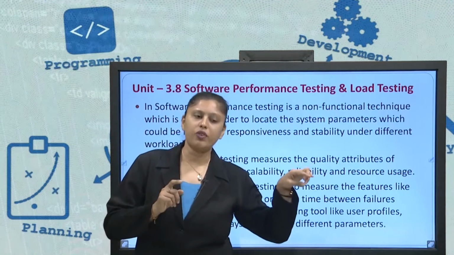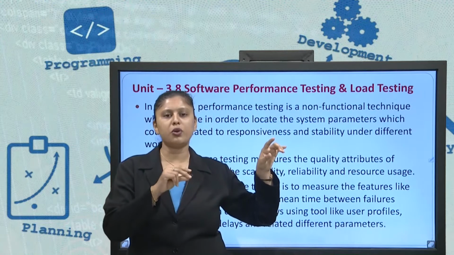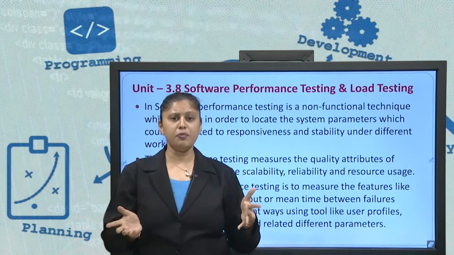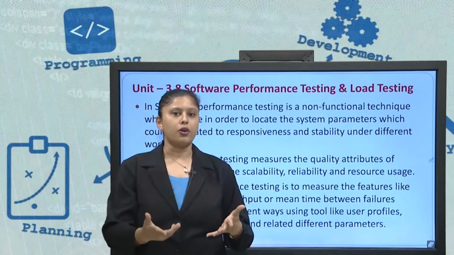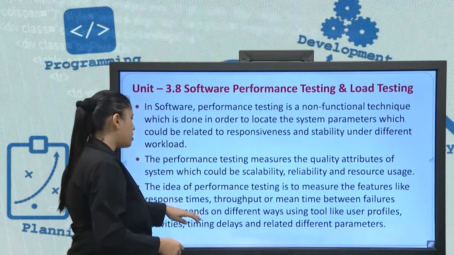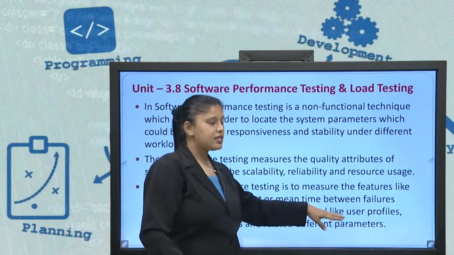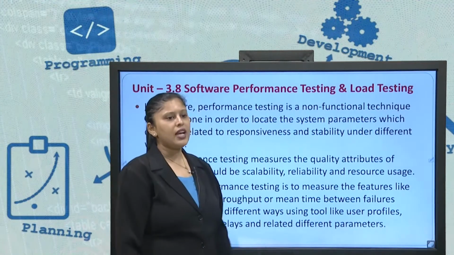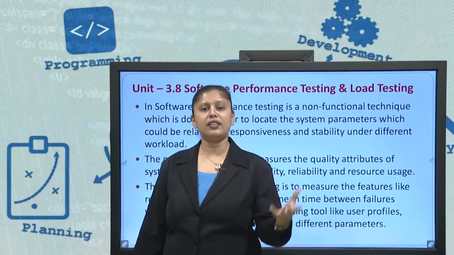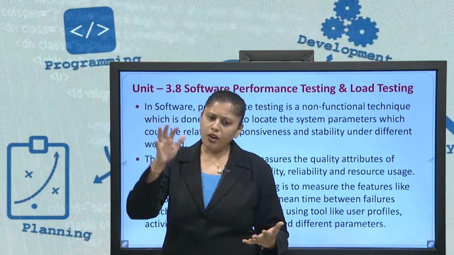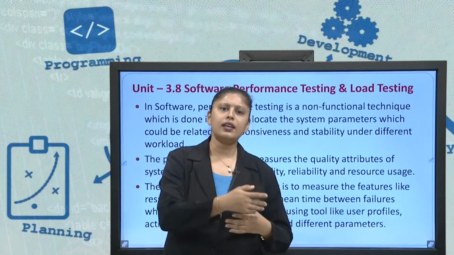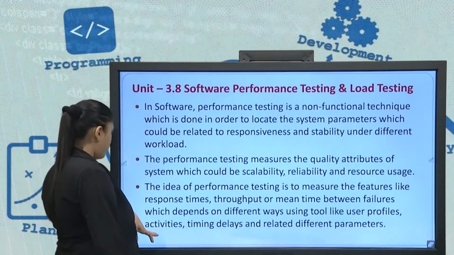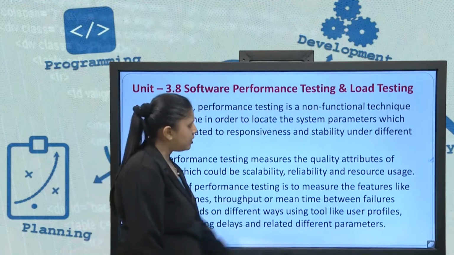When there was only one person, you were able to respond in just a fraction of a second. But when you had lakhs of people, it took 1 minute to respond. So it checks on the response time. It checks on the throughput or mean time between failures, which depends on different factors. Throughput is where you actually get the output. Maybe you are failing along the way and then you are getting the result. That is throughput, measured using tools like profile activities, timing delays and related parameters.